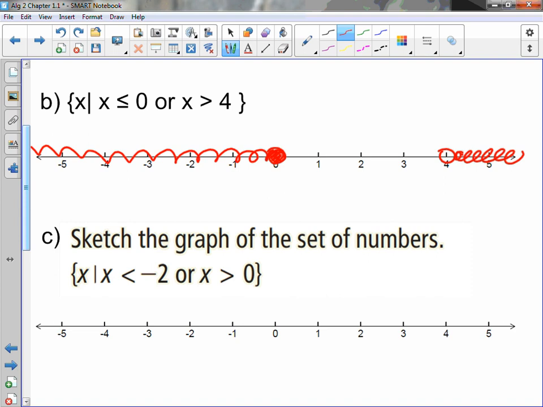So if we looked at -3, is -3 greater than 4? Well, no. Is -3 less than or equal to 0? Yes, so that works. How about 5? Is 5 less than or equal to 0? Is 5 greater than 4? So it works. Number 2. Is 2 less than or equal to 0? Well, no. Is 2 greater than 4? No. None of these numbers here work for both, one or the other. And that's it. That's all we have to do for this here. Questions on this here? Are we good with this? Yes? No? Yes? We good?